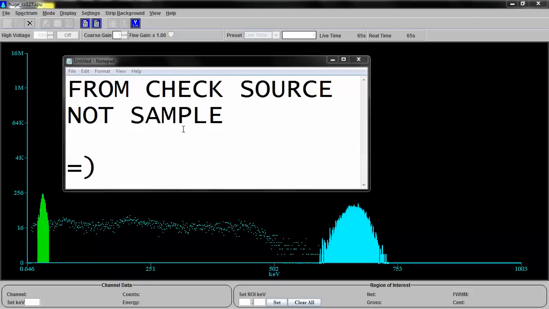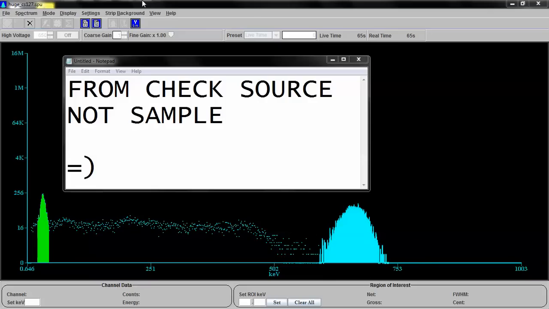That was really annoying. But anyway, as you can see with cesium-137, you're looking for a peak right here at 661.66 kiloelectron volts. And you're looking for a peak right there at 32 kiloelectron volts. Those are the two primary ones that you're looking for with gamma spectroscopy.